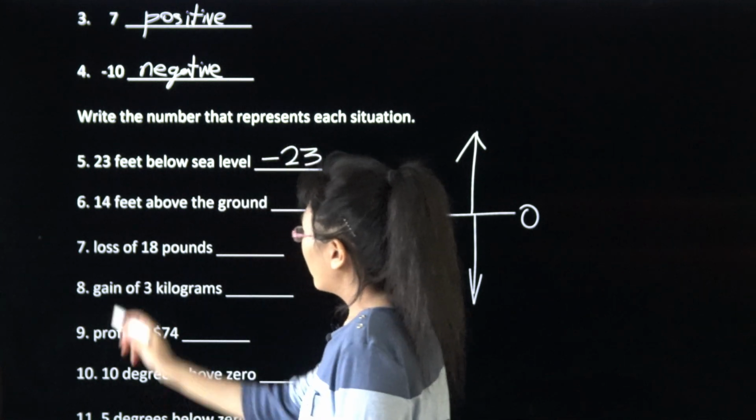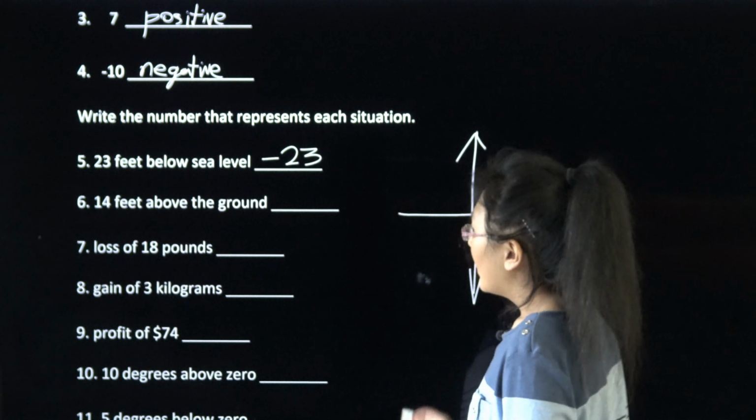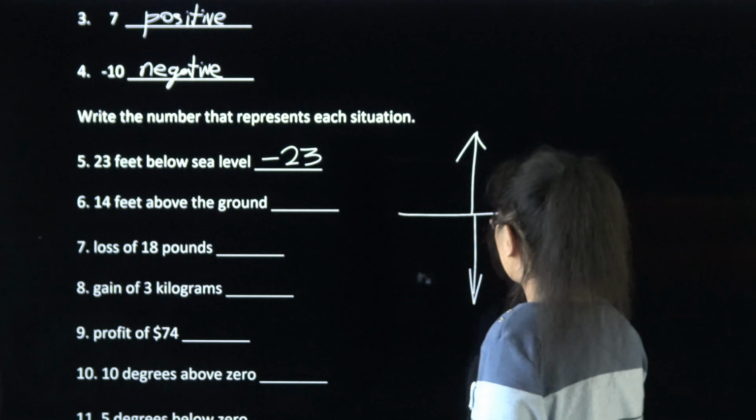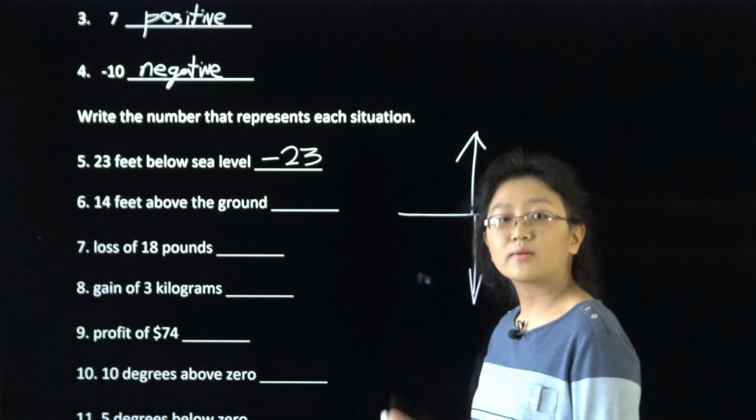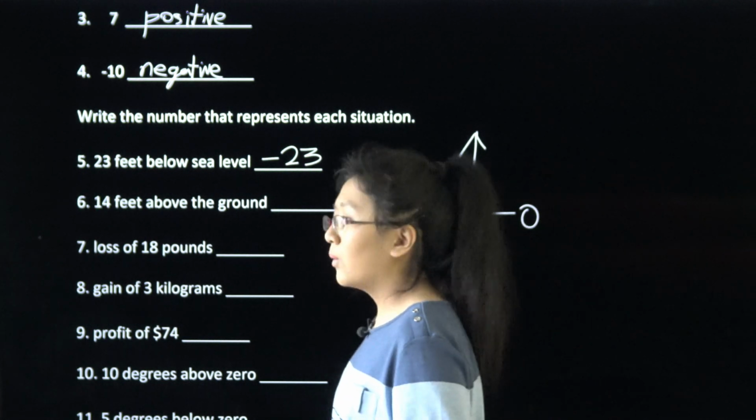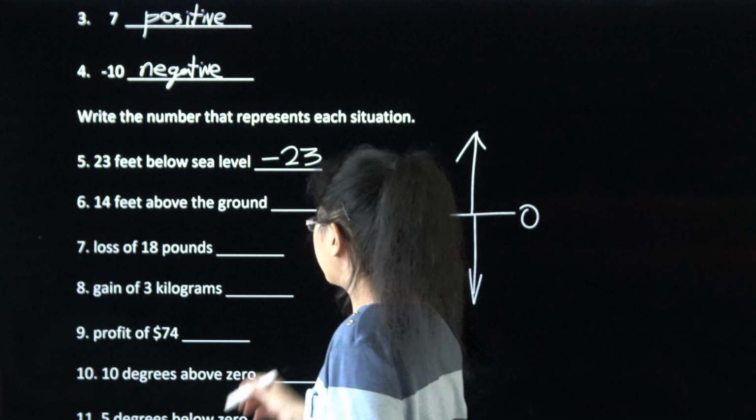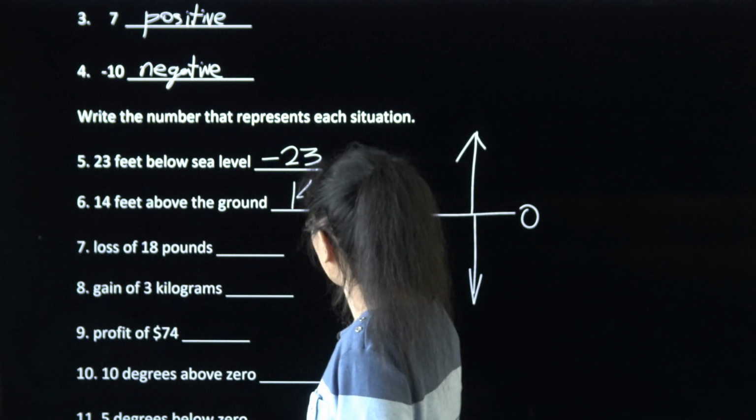Now 14 feet above ground. Now let's pretend the ground is 0. And if you're above ground, then are you greater than 0 or less than 0? Greater than 0. So would that be positive or negative? Positive. So that would be 14.